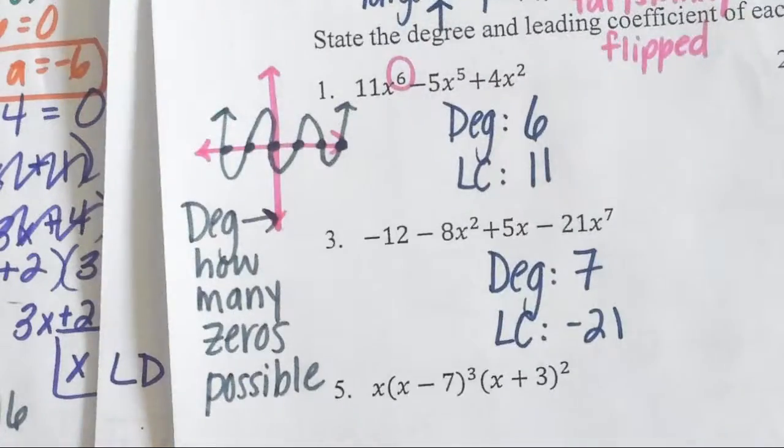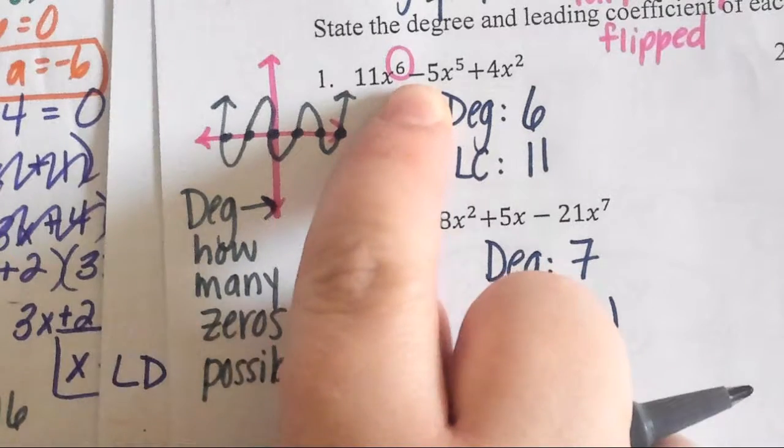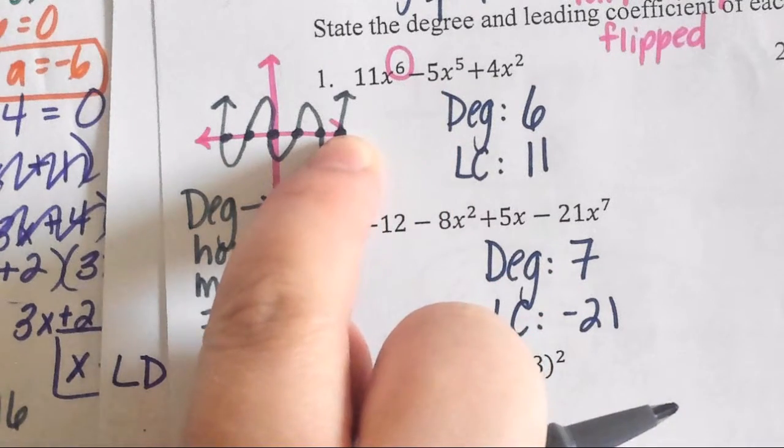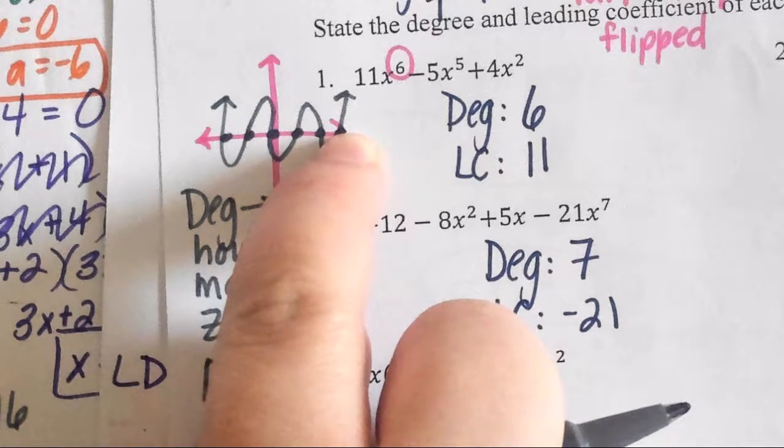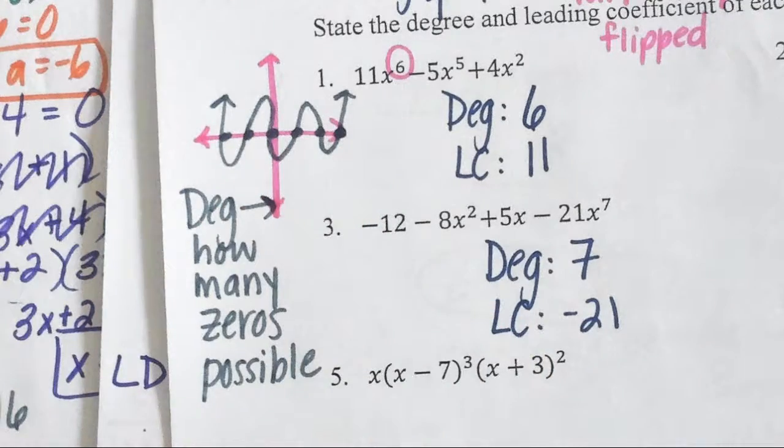So like I said, our degree was 6 on number 1, so our graph crossed the x-axis up to 6 times. It might not touch it at all. It might touch it 4 times. It might touch it 5. But it could touch it up to 6 times. So whatever the degree is, that's telling you how many times it could possibly touch that x-axis. So our degree on number 2 is 7, so our graph could touch the x-axis up to 7 times.